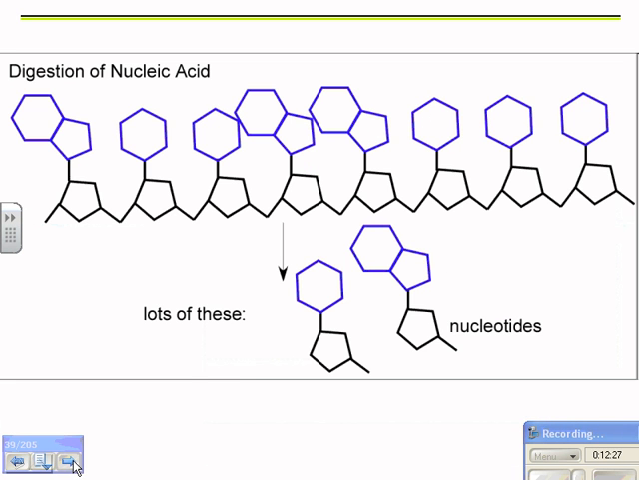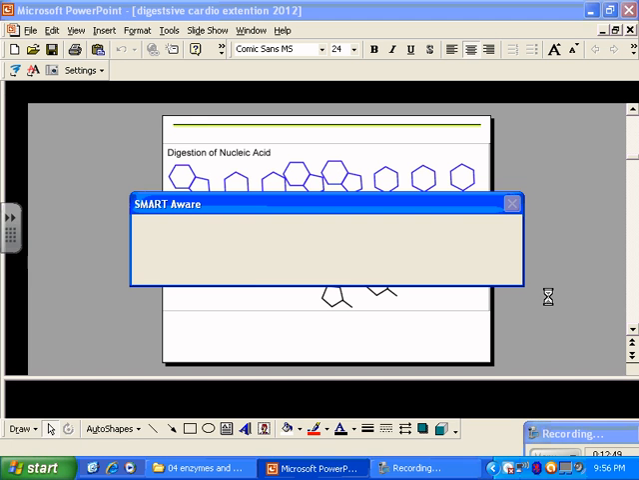Here's nucleic acids, and we're breaking them here. There's an enzyme that will break that apart, and you'll end up with nucleotides. So for all of these, we're going from the polymer, a polynucleotide or a nucleic acid, down to a monomer. So that's how your body deals with it.